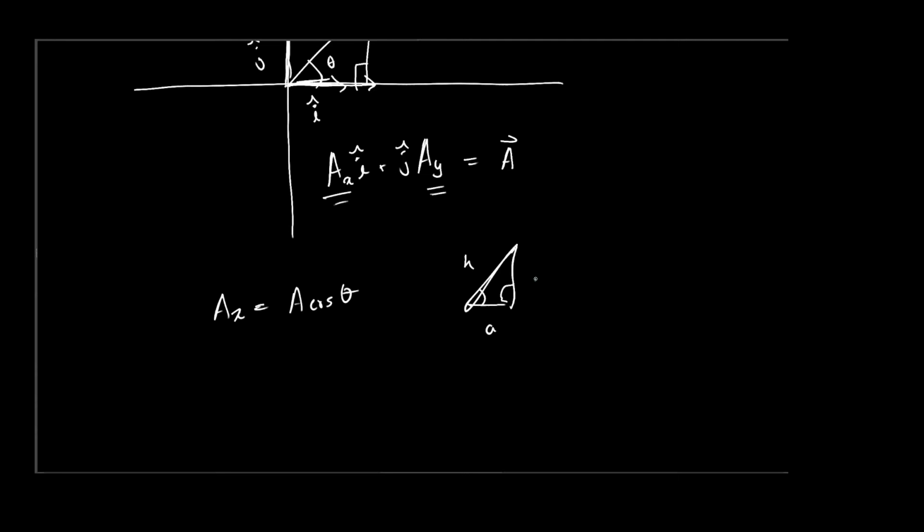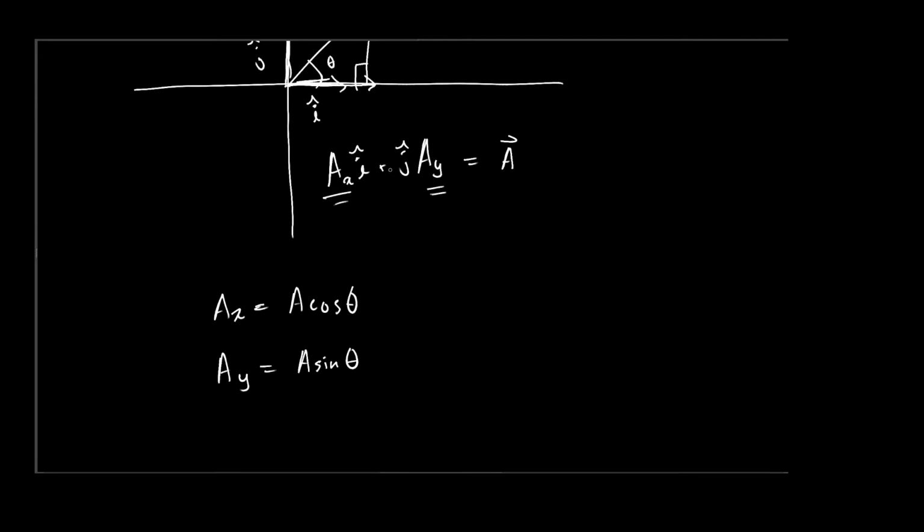Hypotenuse, adjacent, opposite, SOHCAHTOA. Yep, I got it. Right. A cosine x. I can draw my cos better than that. There we go. And a y is just a sine theta, right?